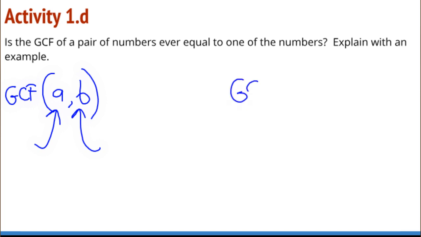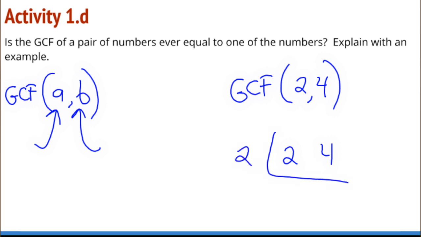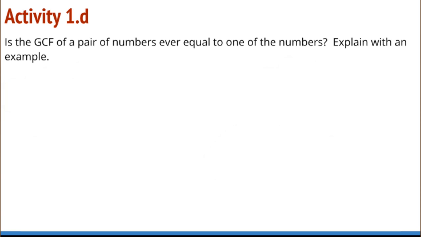For example, just a nice easy one here. If my numbers are 2 and 4, the greatest common factor of 2 and 4 is 2. So it is absolutely positively possible that A or B is the greatest common factor. So we should always keep our eyes open for that.